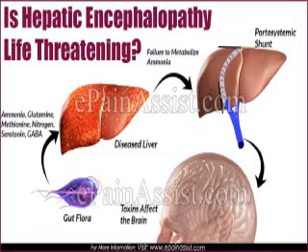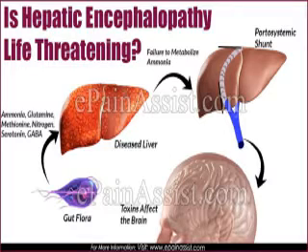Hepatic encephalopathy precipitated by bacterial infection. First line treatment, you give ciprofloxacin IV 400 milligrams 8 to 12 hourly for 2 days to be administered over 60 minutes, and then you give ciprofloxacin oral 500 milligrams 12 hourly for 5 days.